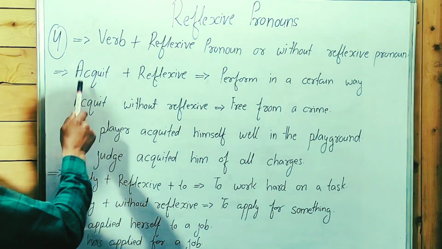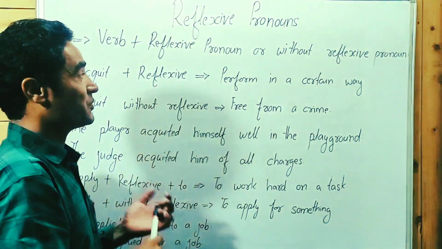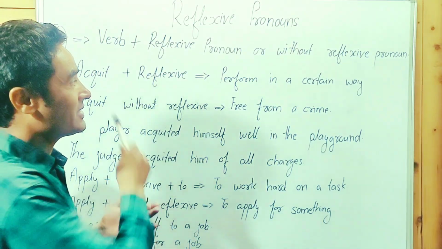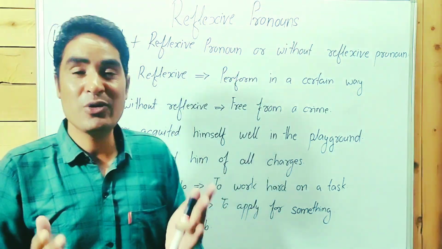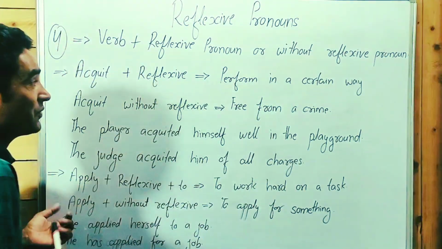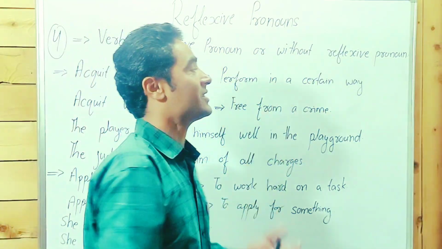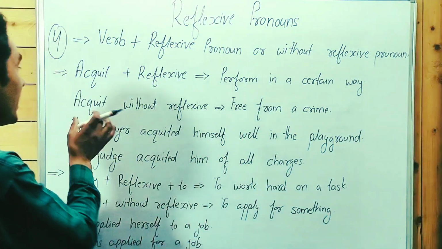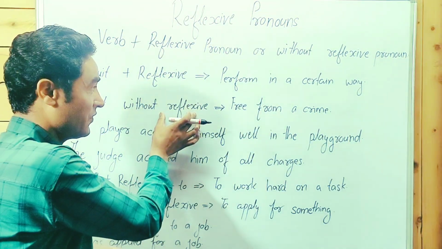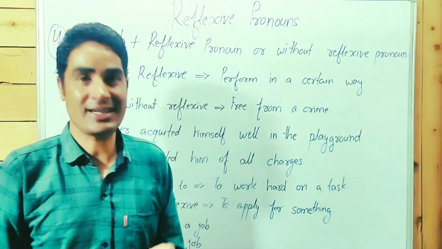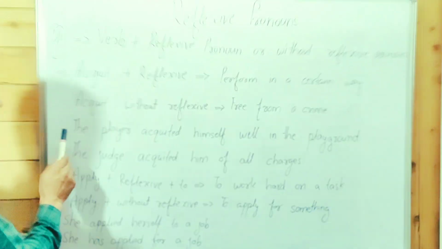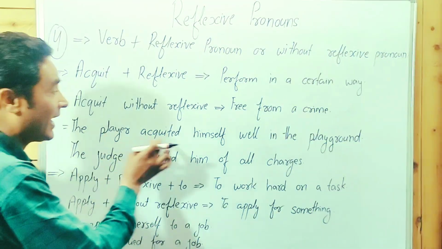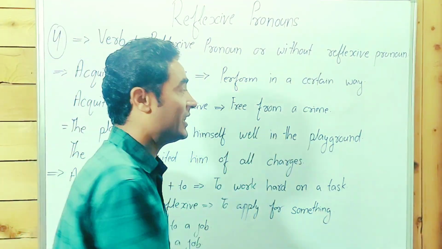First, acquit. Guys, point to be noted. Acquit plus reflexive pronoun means to perform in a certain way. It has a different meaning when we use acquit without a reflexive pronoun: to free from a crime. For example, the player acquitted himself well in the playground.